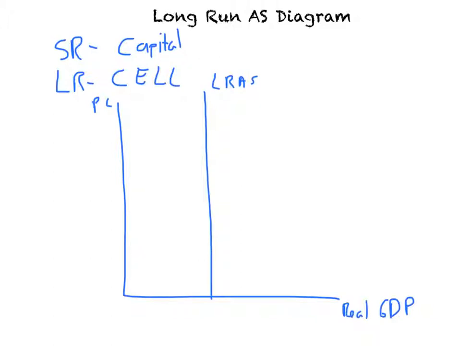So what does the country always want to do? They want to be able to make more stuff. So the more stuff they make, the more money they make. So they want the LRAS line to go from there to there. They want to be able to increase the amount the economy can make.